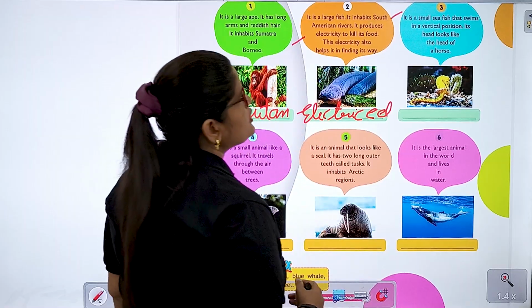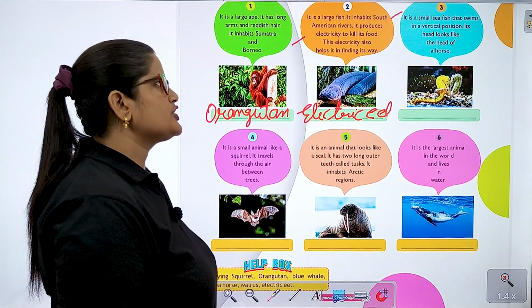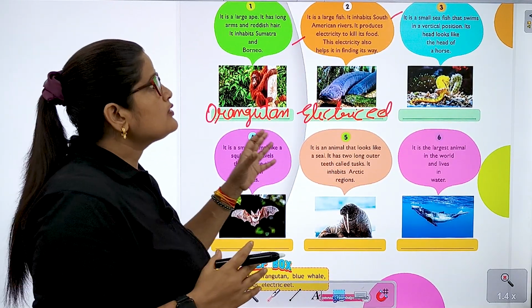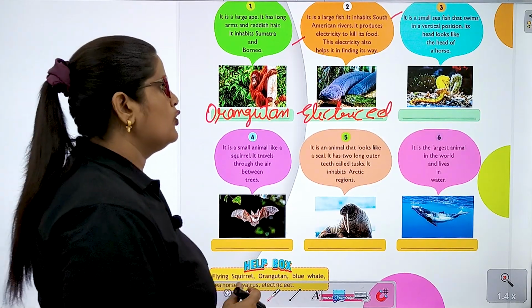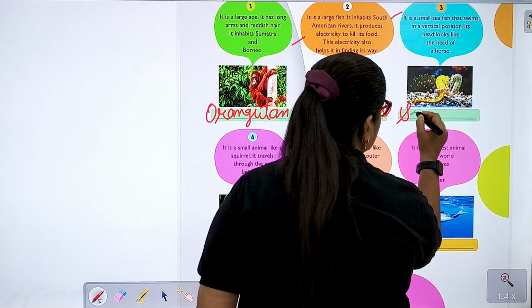It is a small sea fish that swims in a vertical position. Its head looks like the head of a horse. Seahorse.